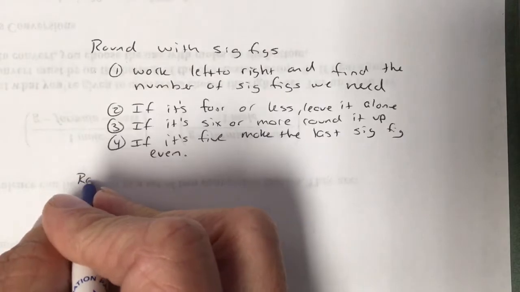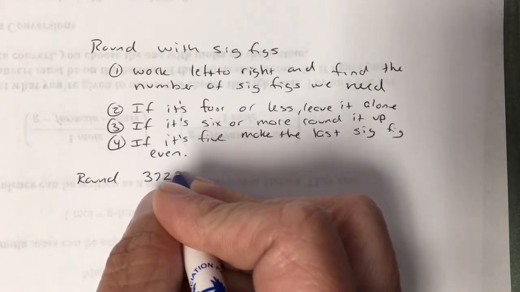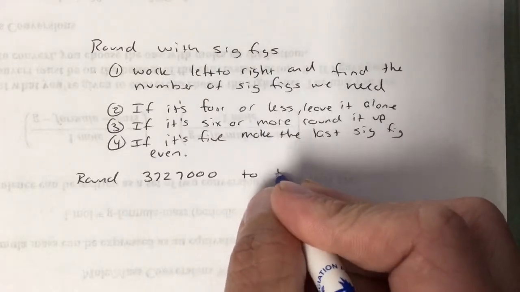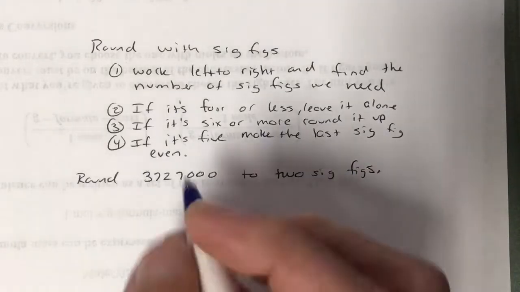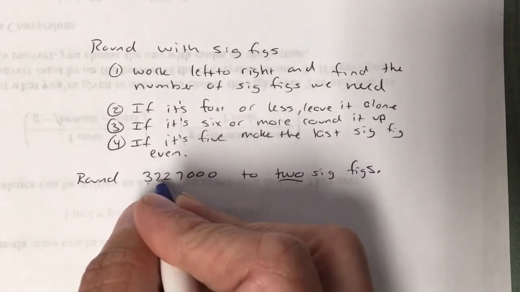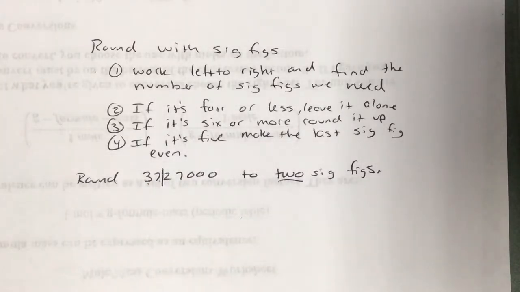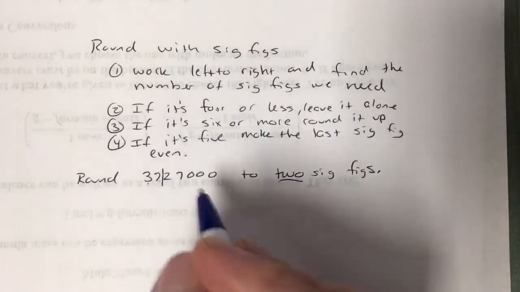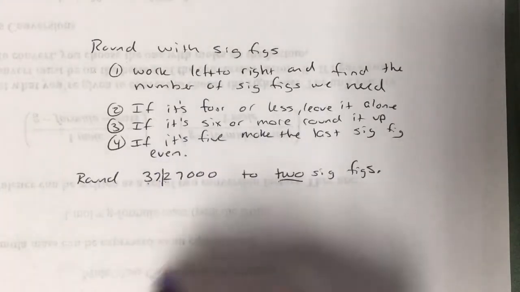So the question might be, round this number to 2 significant figures. Again, we start on the left, we work our way to the right, find our 2 significant figures. So the 3 will be my first one, the 7 will be my second one. So my cutoff is there between the 7 and the 2. Because the 7 is followed by a 2, 4 or less, I'm going to leave the 7 alone. And again, we only look at the number immediately after our last significant figure. So again, that's a 2, the 7 stays.